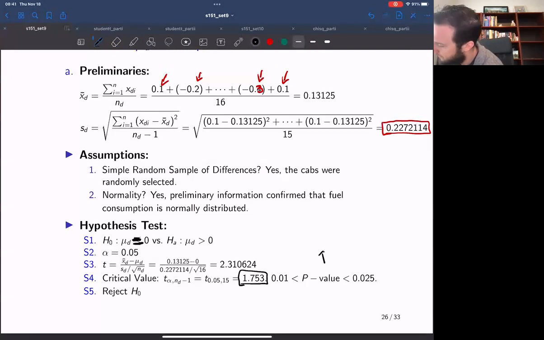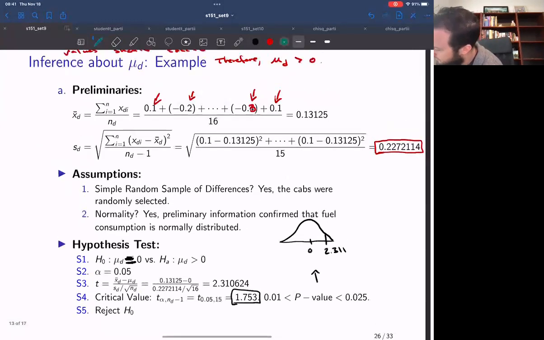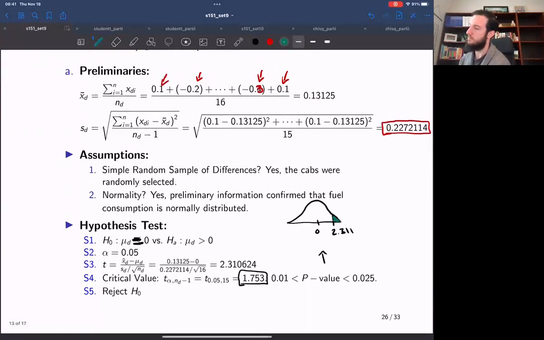So if we sketched out our t curve, here's 0. Here's our test statistic, 2.311. This is the area of our p-value. So the p-value equals the probability that t is greater than 2.311. Hopefully this all looks very familiar at this point, or is starting to look familiar.